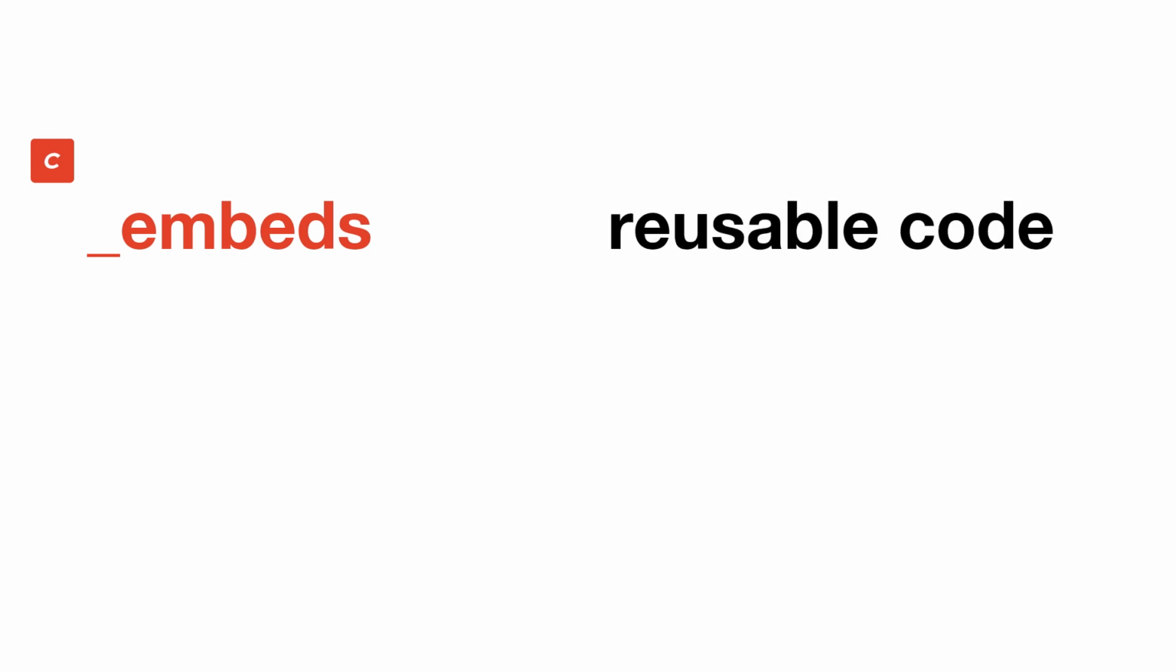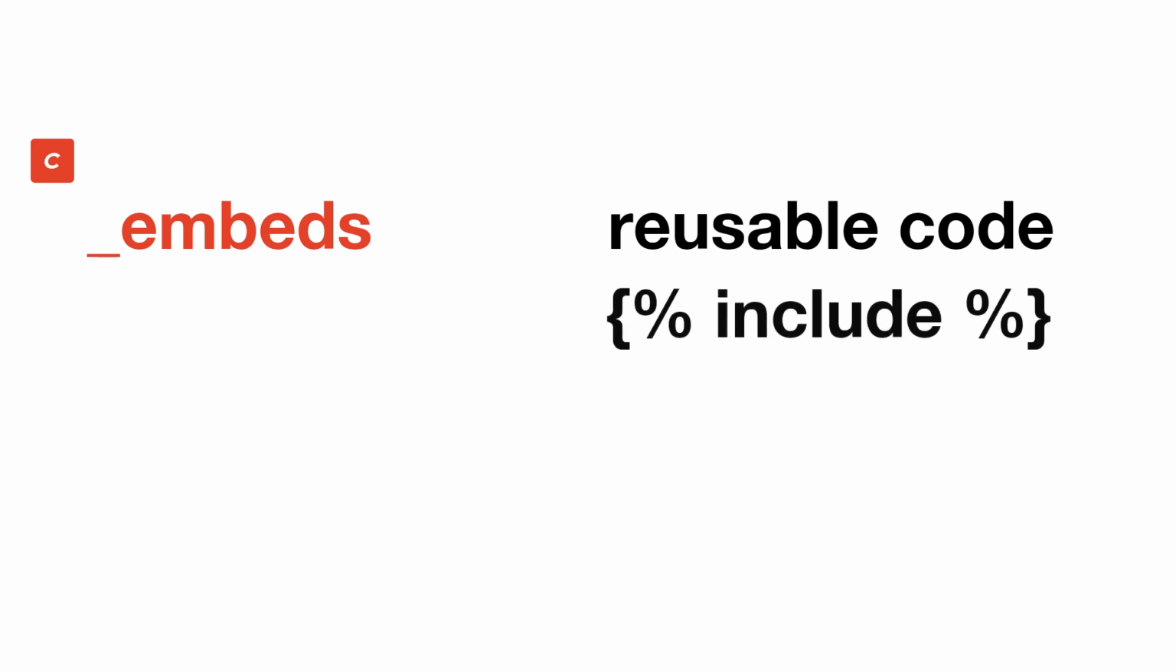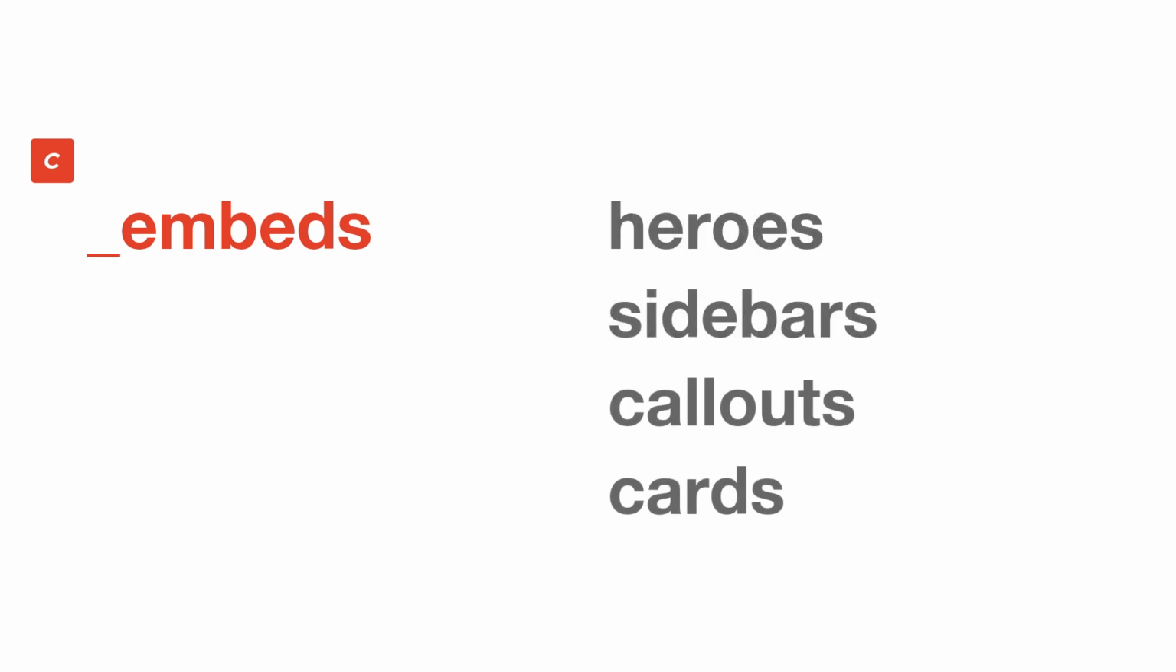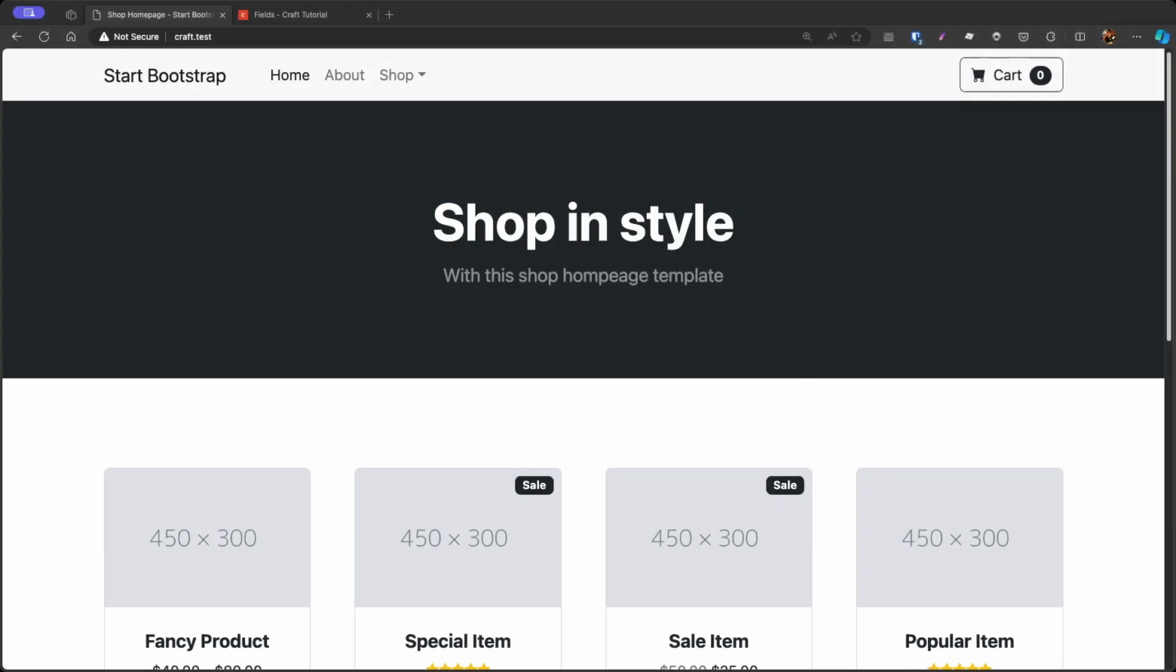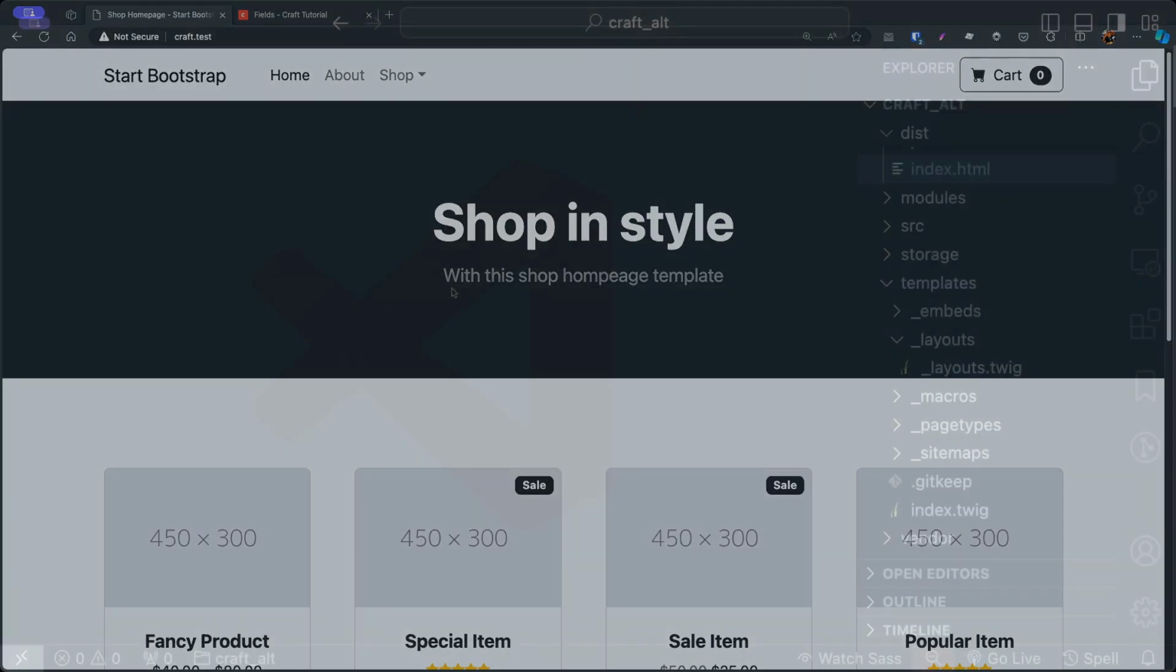In Craft, an embedded template file can be created to hold reusable pieces of code. This template can be included in any other templates using the include tag. Common examples include components such as heroes, sidebars, callouts, or cards. Now, looking at our homepage, we can assume that the hero, the shop in style part, and the card section might be reused elsewhere on the site. Let's go ahead and make them into reusable code.